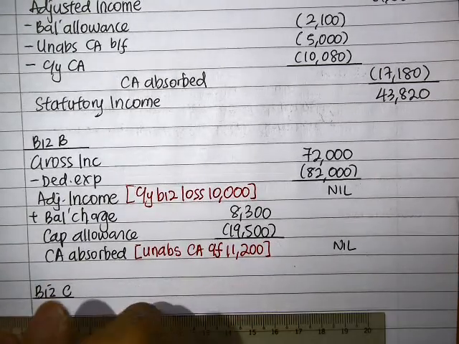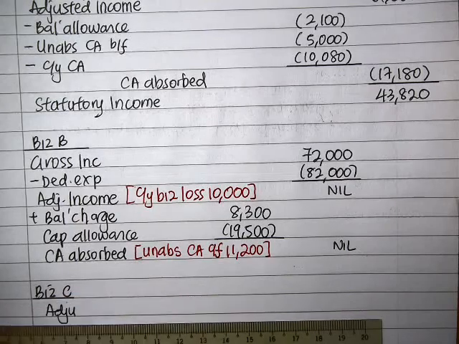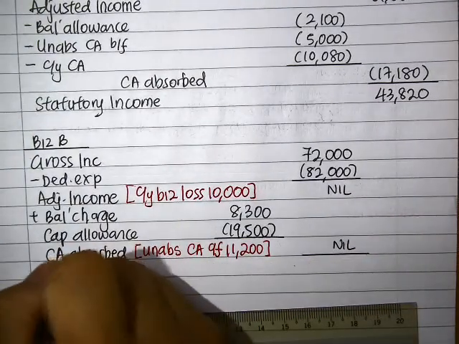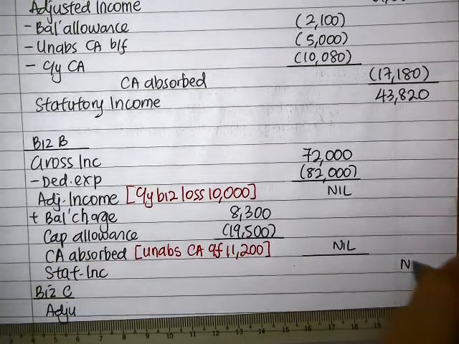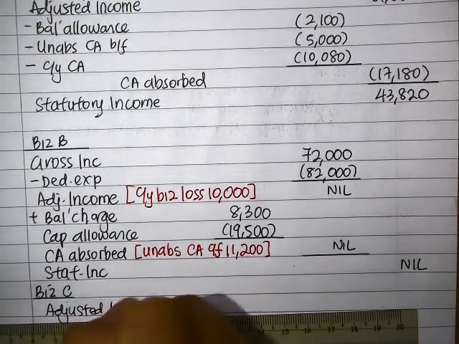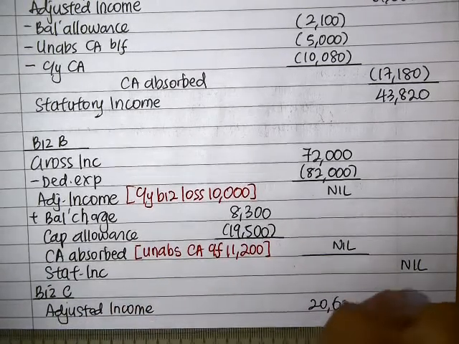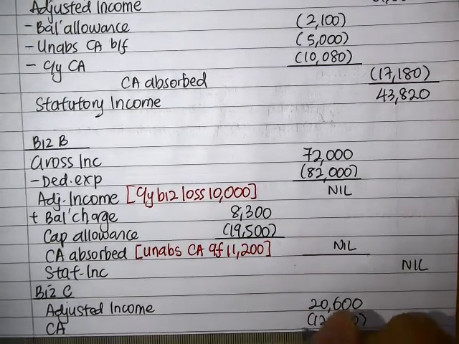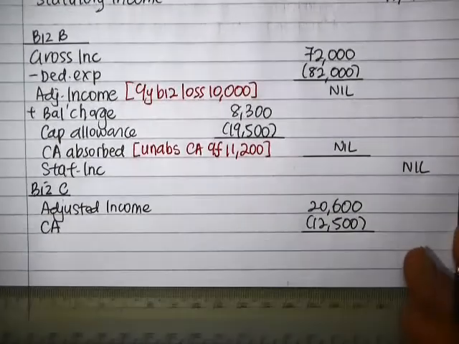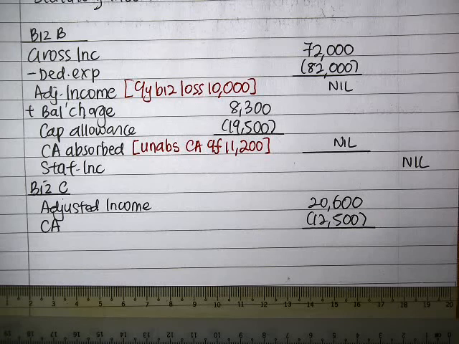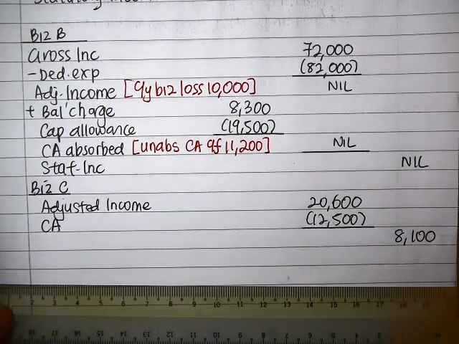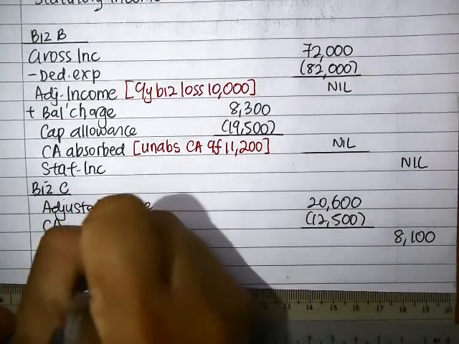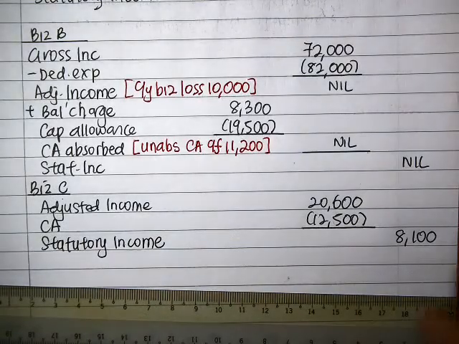My third business, now this is straightforward. They already gave you, I forgot to write down the statutory, sorry. The statutory income is nil. Okay, the business C is already given the adjusted income, which is 20,600, and also given the CA 12,005. As we say, the unabsorbed CA and loss is nothing to do with you. These are not yours. Okay, they belong to the previous owner, not yours. You don't take them. Okay. So I have 8,001. That's my statutory income.